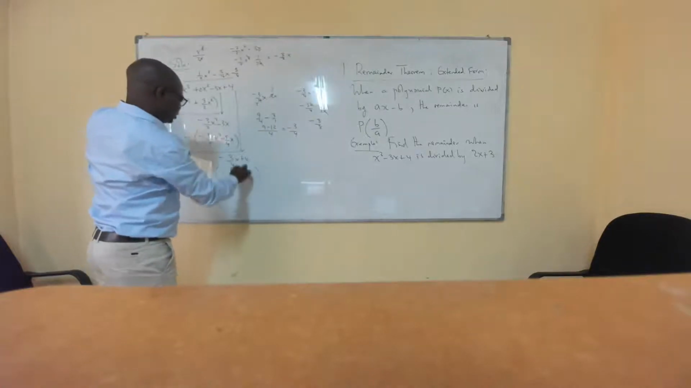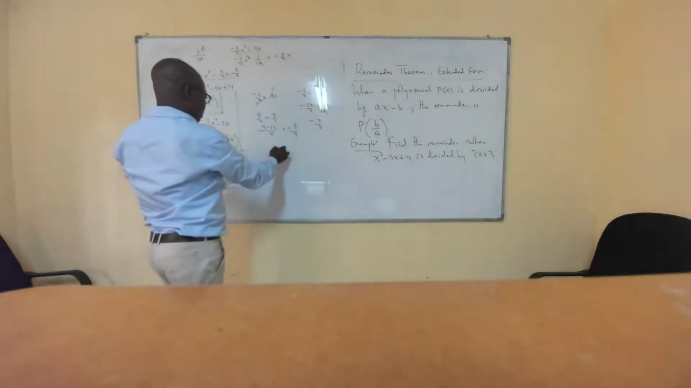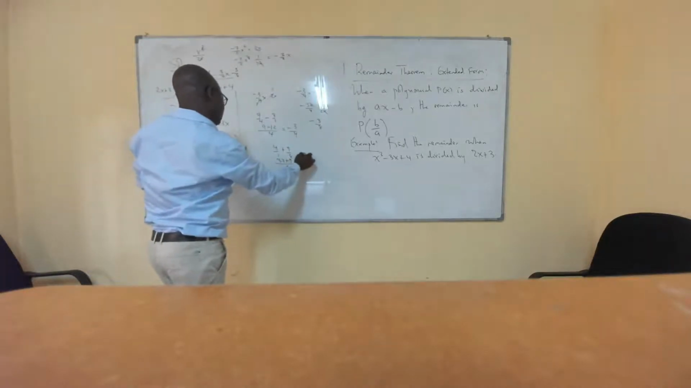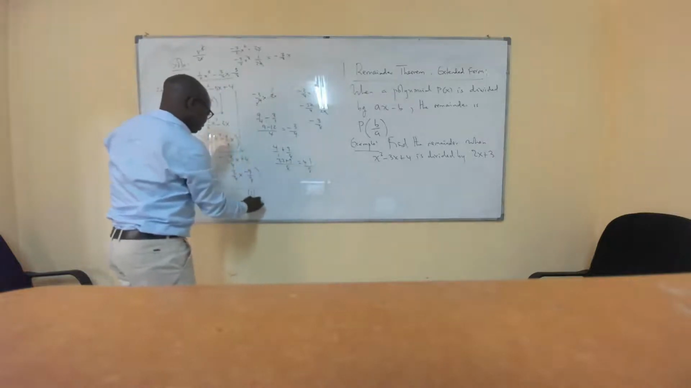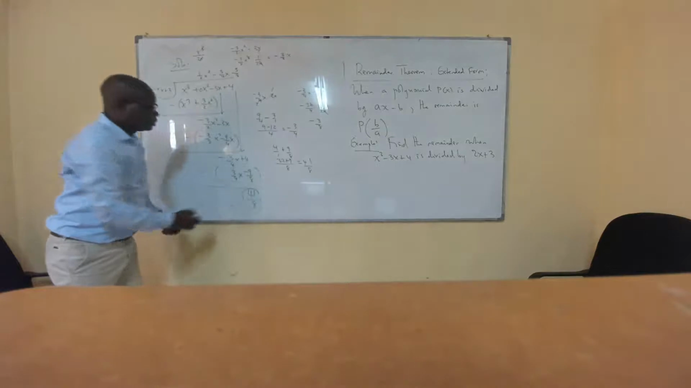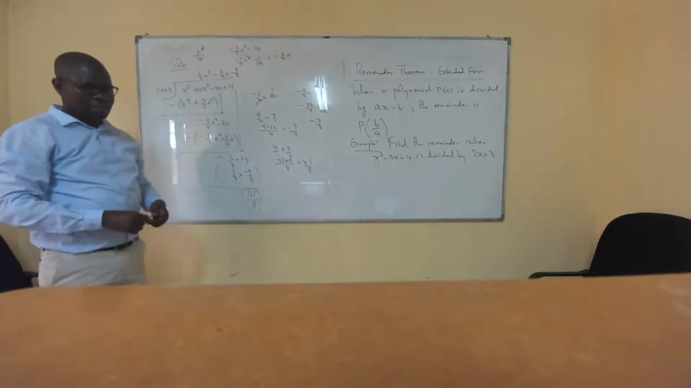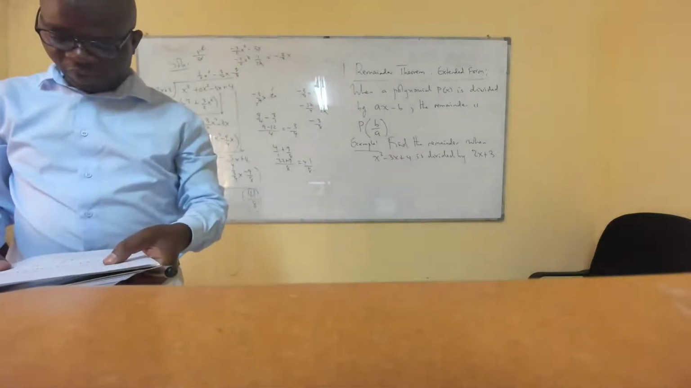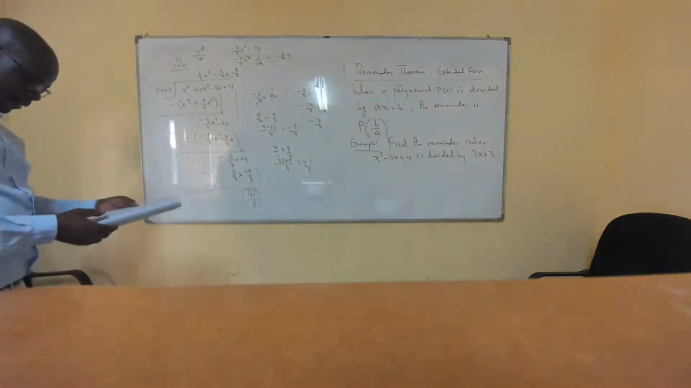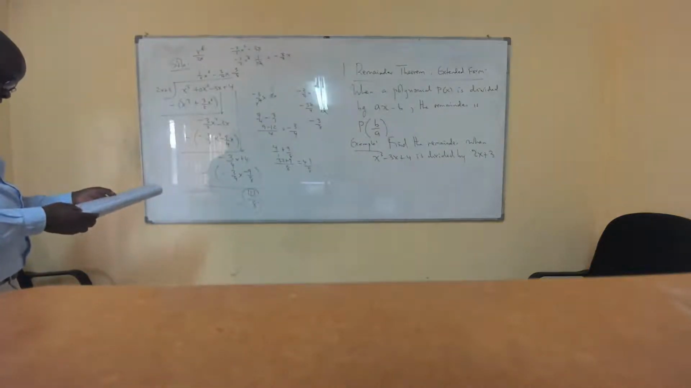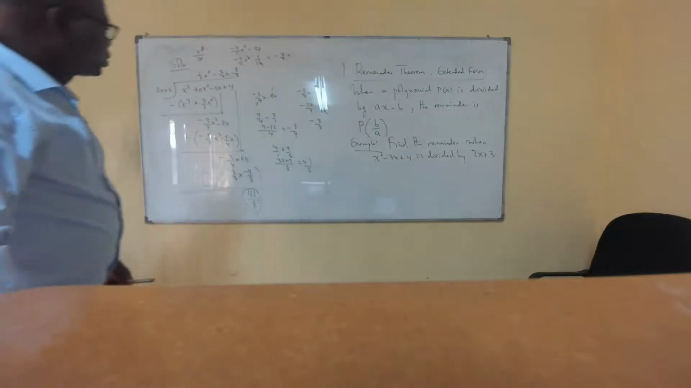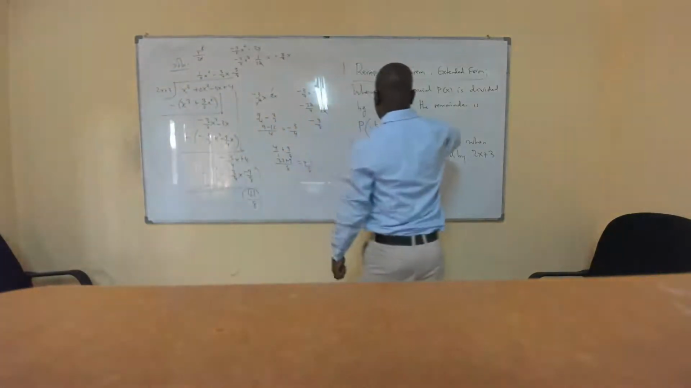So if you subtract this, it will give you 4 plus 9 over 8. So that's 8, 32 plus 9, which is 41 over 8. So our remainder is 41 over 8. Okay? That's what we would get, right? After wasting time.